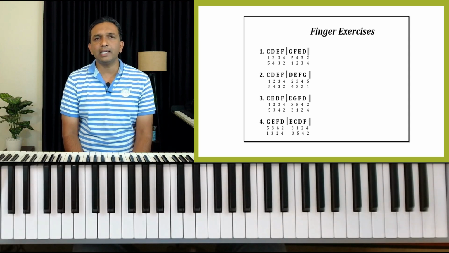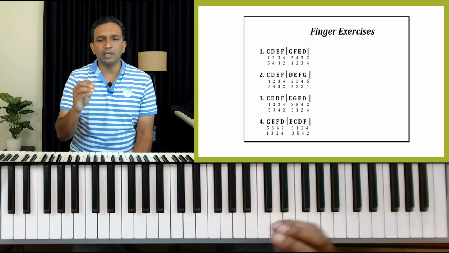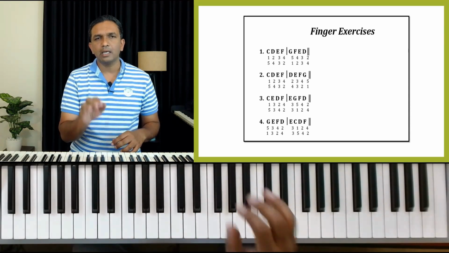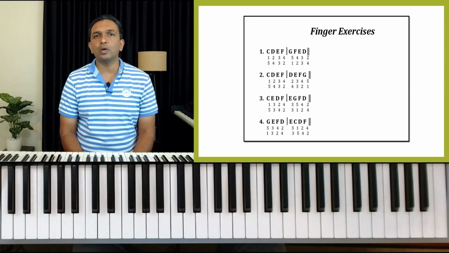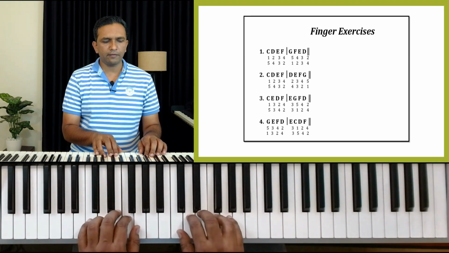Exercise number 3 is C, E, D, F, E, G, F, D. Again the same process. When you are learning, learn it hands separately as I showed you in the first exercise, right hand and left hand. Then put them hands together once you are thorough playing them hands separately. C, E, D, F, E, G, F, D.